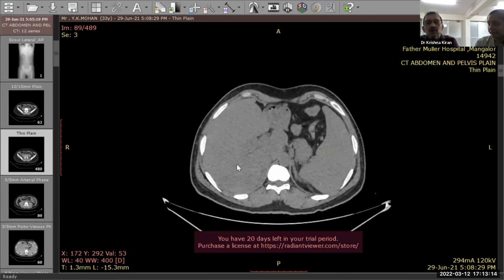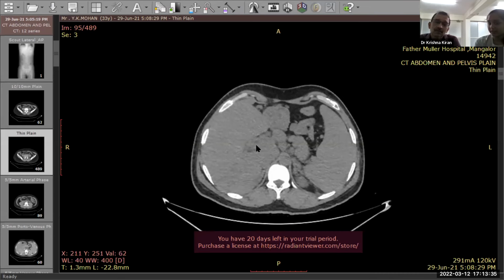Can you avoid doing plain CT, or what is your opinion? Because as you know, it causes radiation. Patient is fairly young, 33 years. So by doing plain CT, we are giving radiation to him. So can we avoid doing that? What is your opinion? Should we always do plain?